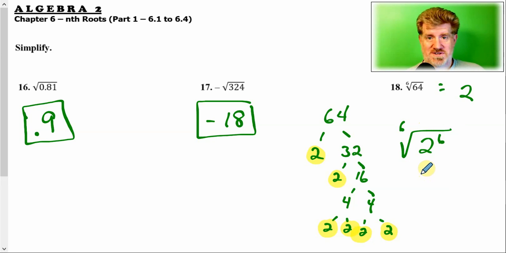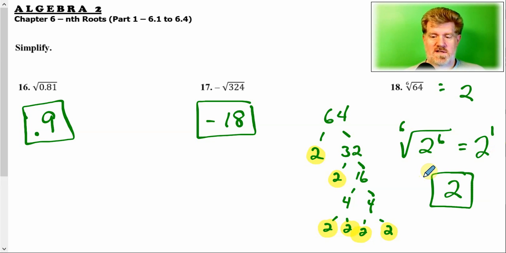I used to talk about something called radical jail. That if you've got a sixth root, it takes 6 of these to get out. Because what's 6 divided by 6? It's 1. And 2 to the first is 2. Okay, that's how you simplify radicals that have roots also. Okay.